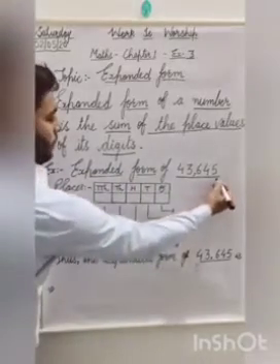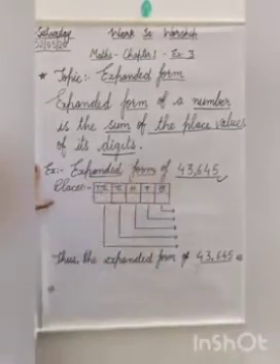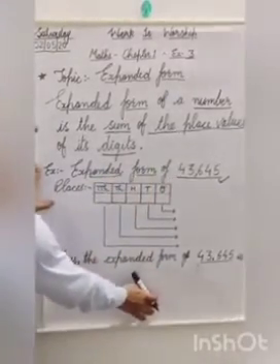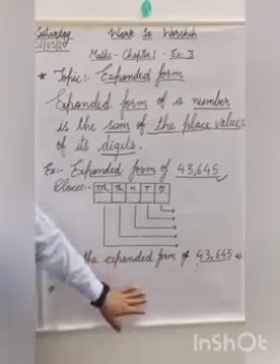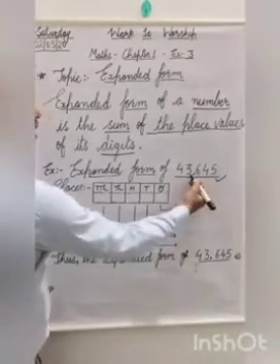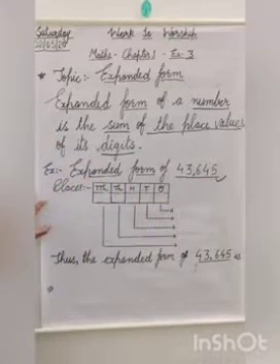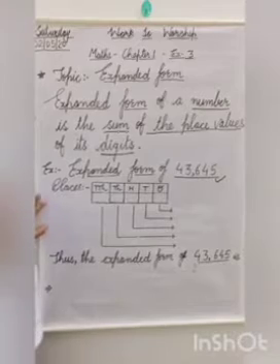Suppose that we have a number, and we have to find the expanded form of this number. So first of all, what we have to do? First of all, we have to find the place value of these digits in the number. Okay. Now let us start.